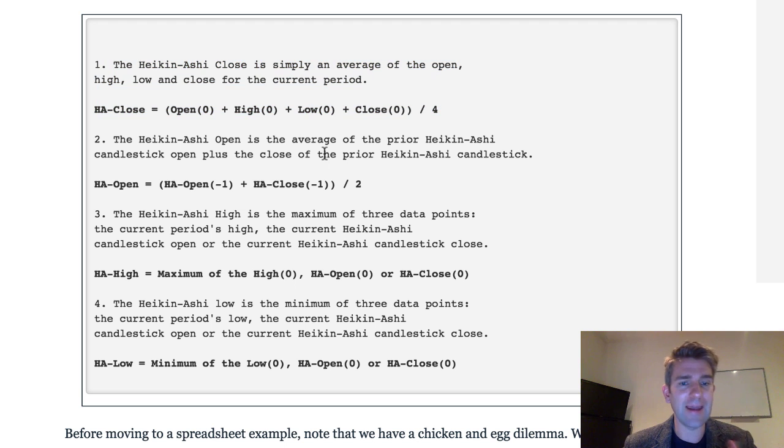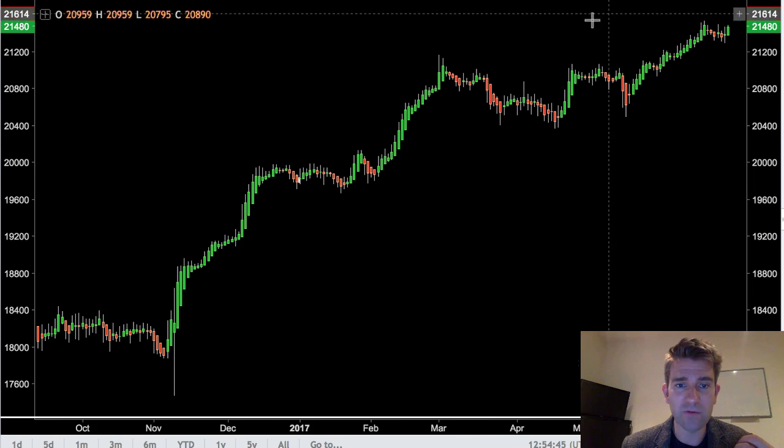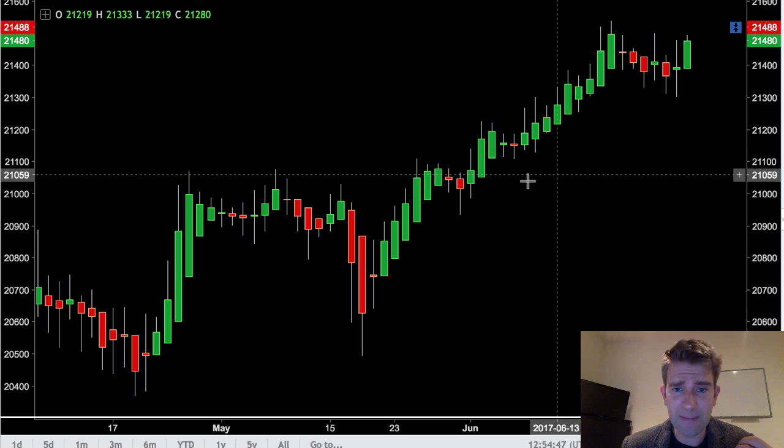The open of the Heikin-Ashi is the average of the prior candlestick's open plus the close of the prior Heikin-Ashi candlestick. So it's basically the midpoint of the previous Heikin-Ashi candle. Let me put that back onto full screen here, and you can see that in play.